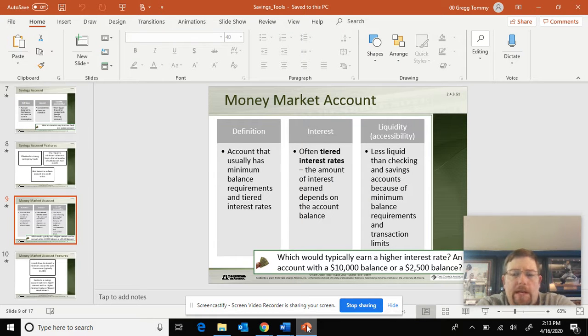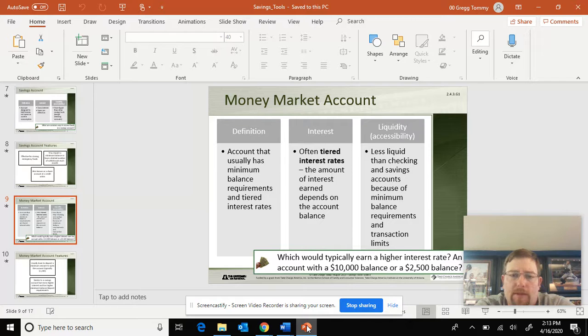The third savings tool is your money market account. By definition, it's an account that usually has a minimum balance and has tiered interest rates. Meaning, let's say $0 to $500, it might be 1% interest. $600 to $1,500, you might get 5% interest. And the higher you go up, the more interest you earn.